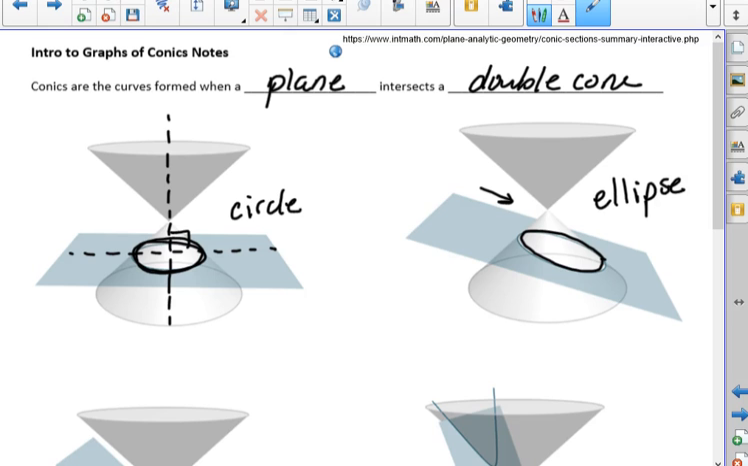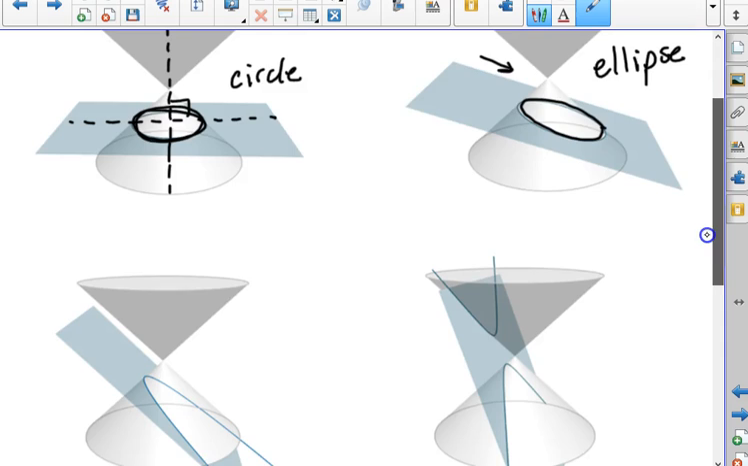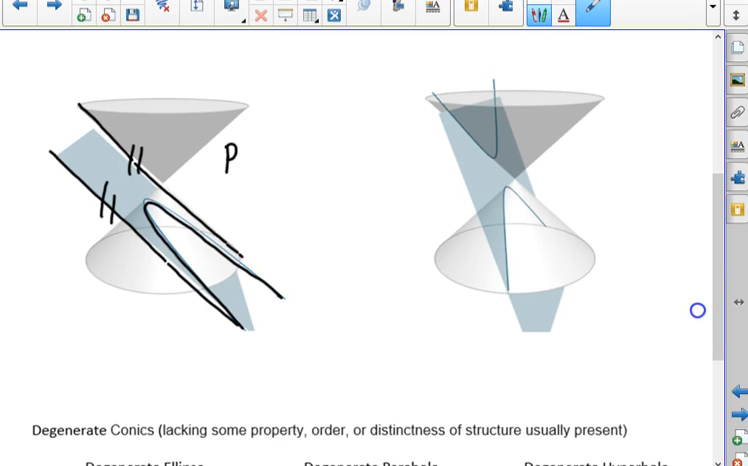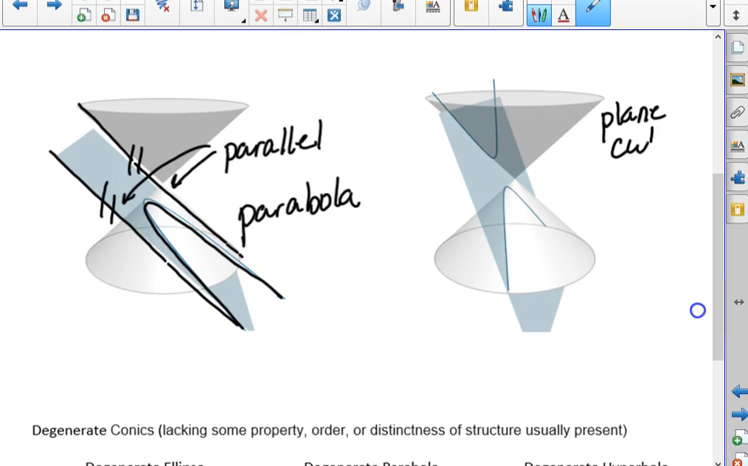not an eclipse, like when the moon covers the sun. No C in there. When the plane is exactly parallel to the side of the cone, so when these are parallel lines, then we get a parabola. So when these two are parallel, this is a parabola. And then when the plane cuts through both cones, we get a hyperbola.